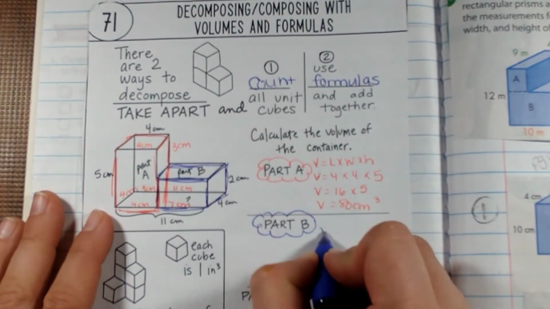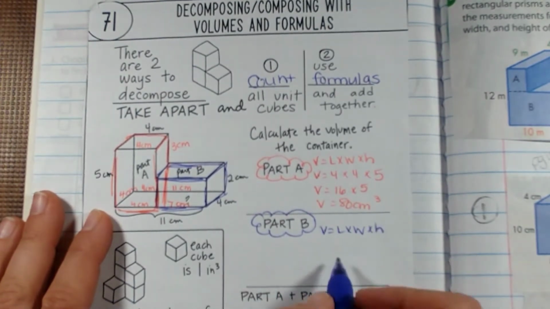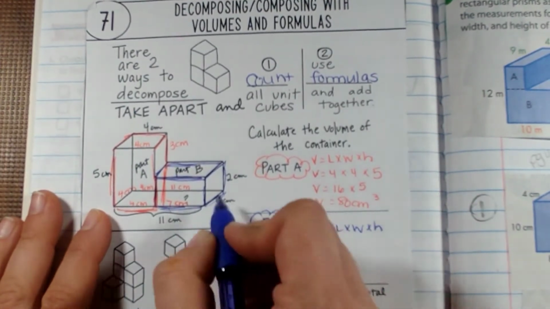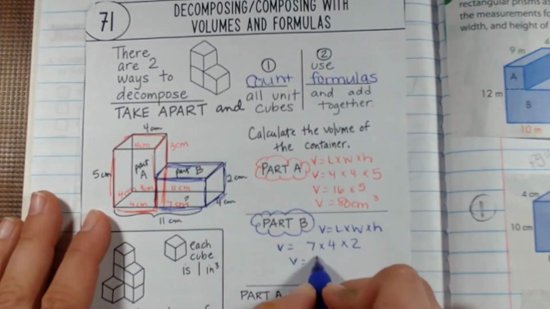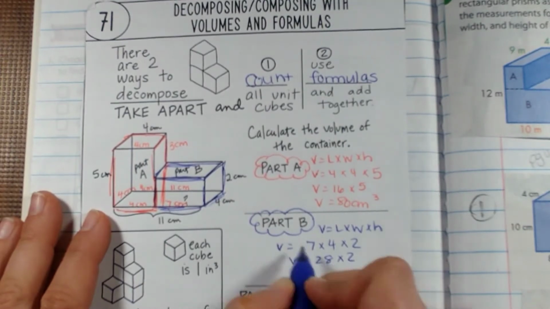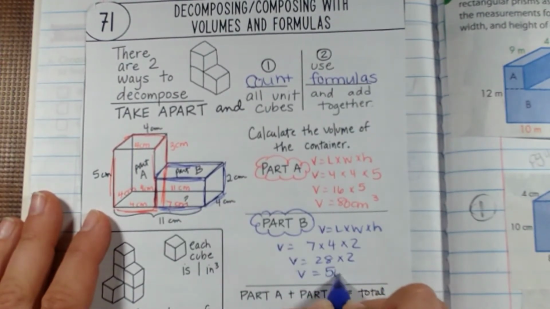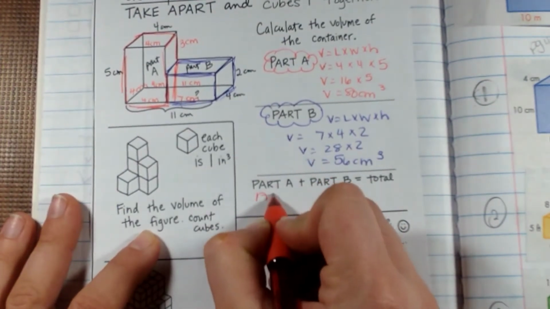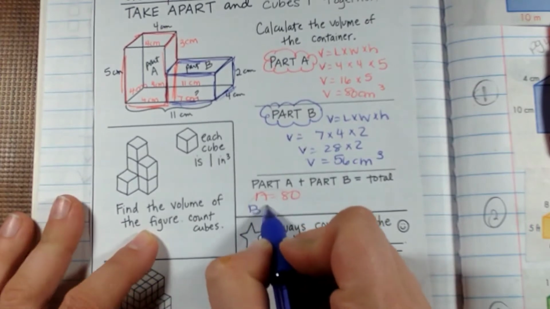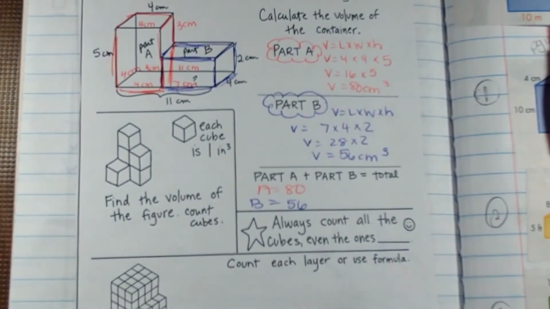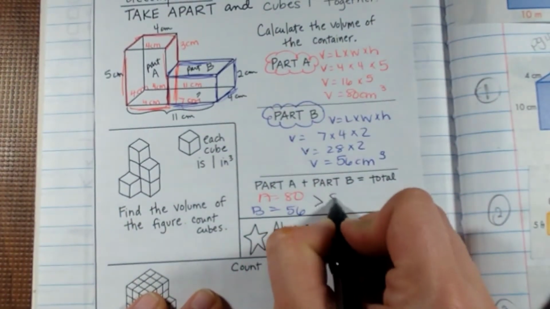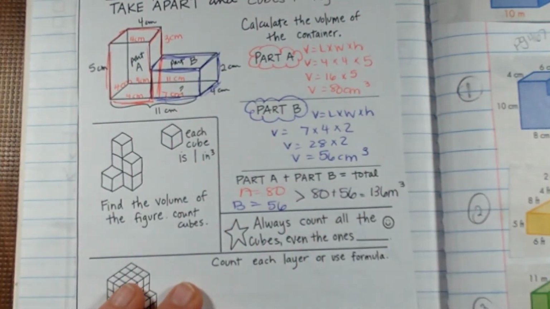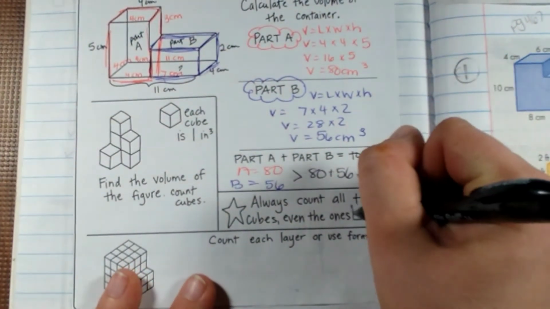Now for part B here, we also have volume equals length times width times height. My length here is 7, my width is 4, 7 times 4, and my height is 2. So my base is 28, and this is 56 centimeters cubed. So now I'm going to add: A equals 80, B equals 56. We would do 80 plus 56, and that is 136 centimeters cubed. You're always going to count all the cubes, even the ones that are hiding.